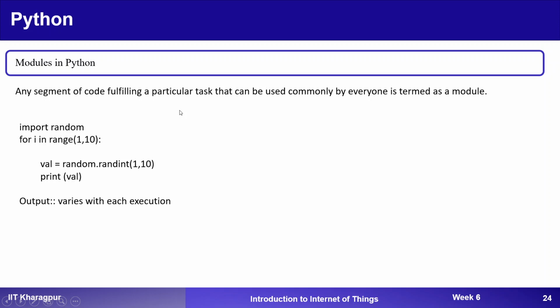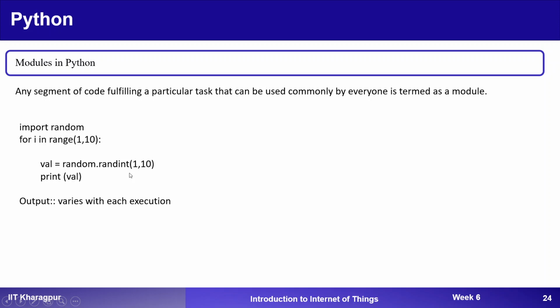For example, here we have imported the random module, and further we have used a loop, that is, for i in range 1 to 10. And further we have called a function of your random module, and then print the value. So what will this segment of code print? This will print the random numbers that are generated between 1 and 10. Now here I have written that the output will vary with each execution, because every time we execute this code, it is going to generate different random numbers between 1 and 10.